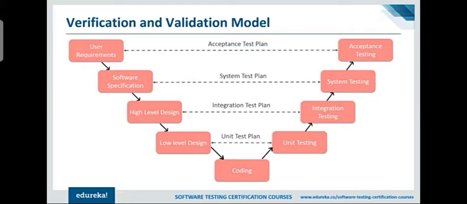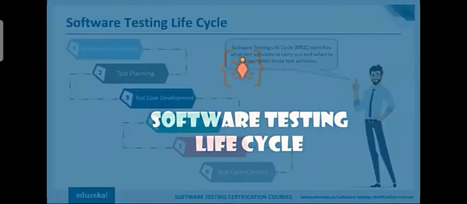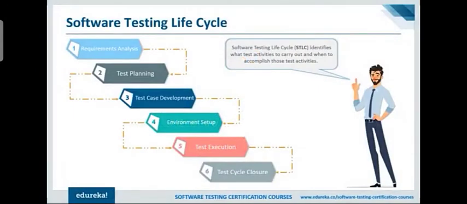Now let's move further and understand software testing life cycle. Software testing life cycle is a testing process which is executed in systematic and planned manner. In software testing life cycle process, different activities are carried out to improve the quality of the product. So these are the various stages involved in software testing life cycle.